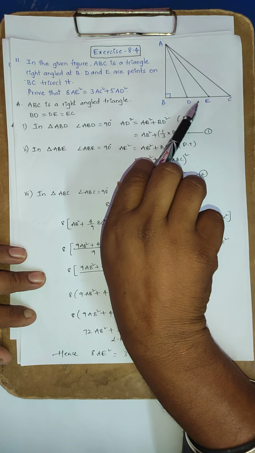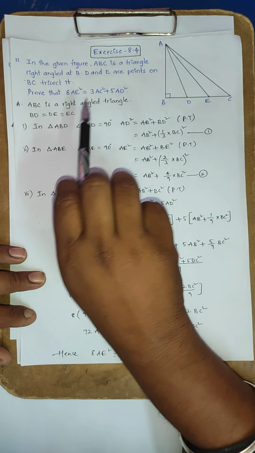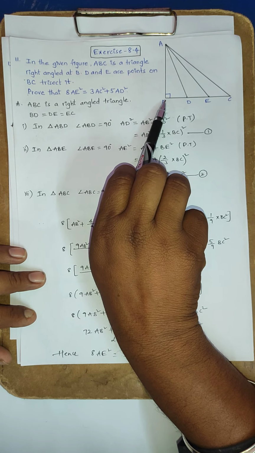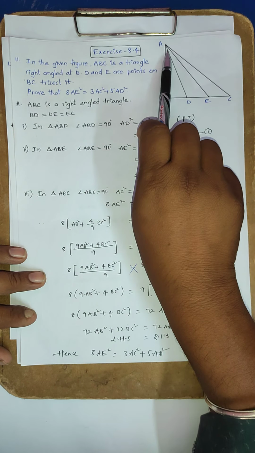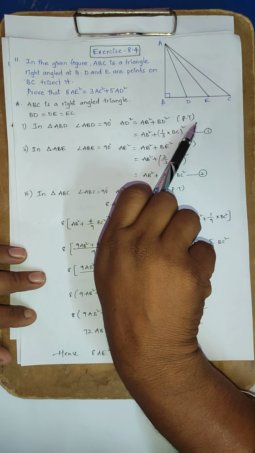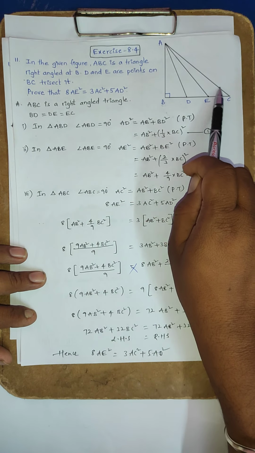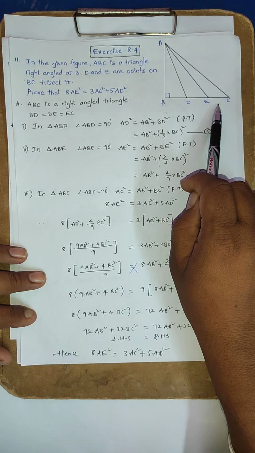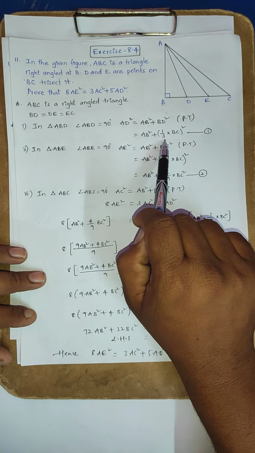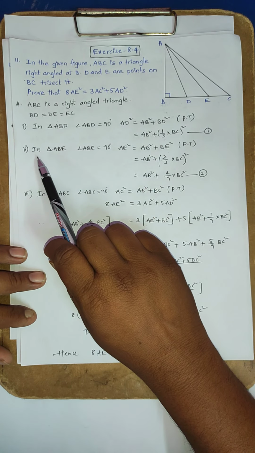ABC is a right angle triangle. BD is equal to DE is equal to EC. In triangle ABD, angle at B is 90 degrees, then AD square is equal to AB square plus BD square, by the Pythagoras theorem. AB square plus the value of BD. BC is 3 parts, so 1 part, the value of BD, is 1 by 3 BC, whole square. This is the first equation.